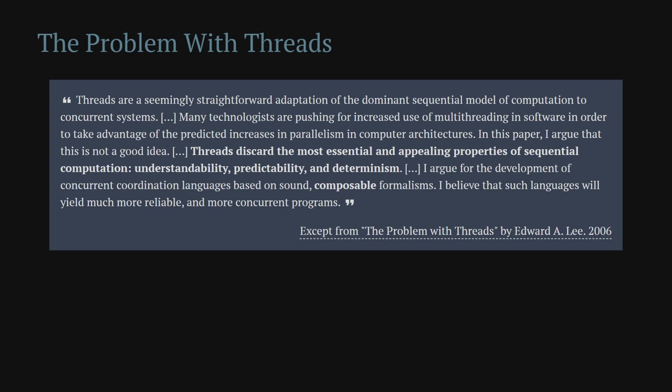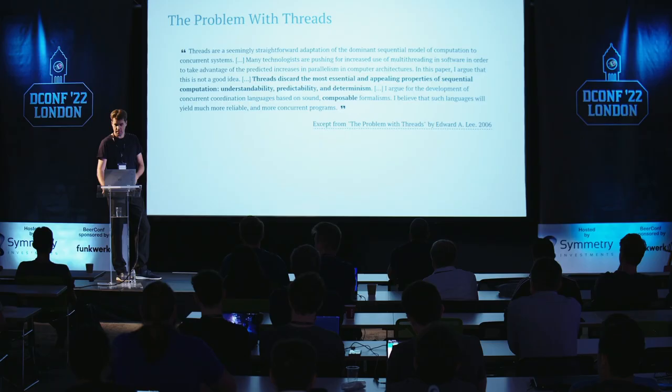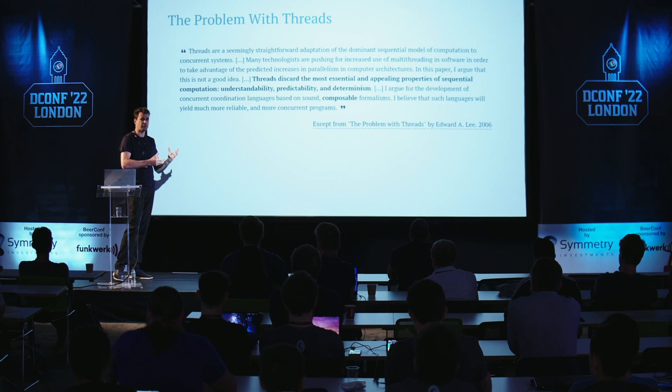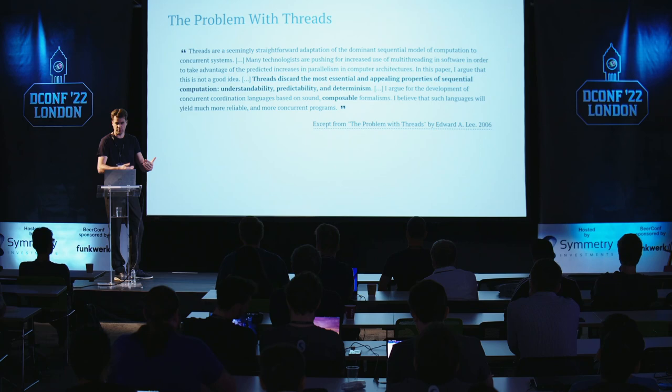Threads discard the most essential and appealing properties of sequential computation: understandability, predictability, and determinism. I would argue for the development of concurrent coordination languages based on sound, composable formalisms. He was right. Threads are just too easy to use incorrectly, not to mention all the synchronization primitives you have, any problems you can have there. With threads, you get a lot of non-determinism, right? And you have to use all kinds of synchronization to get the determinism back in your program. But that's all something that you as a programmer have to do and that you can do wrong.